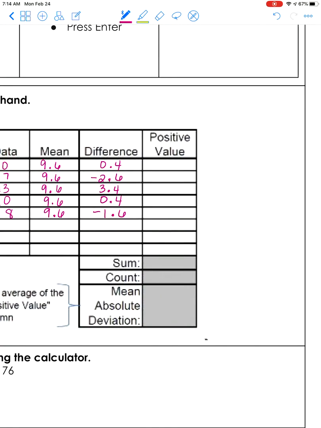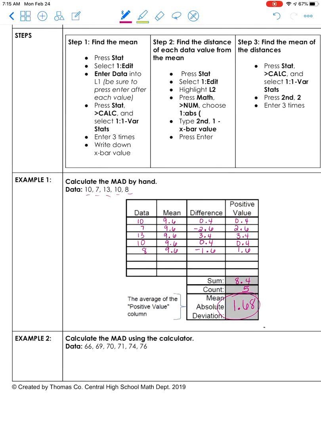So I'm just going to write these over here as positive numbers, because remember that whole phrase absolute. Absolute means that we're going to have a positive number in there. Okay? So if I add all of these up, 0.4 plus 2.6 plus 3.4 plus 0.4 plus 1.6, I get 8.4. And then I'm going to divide it by 5 numbers, and I get 1.68. There we go.